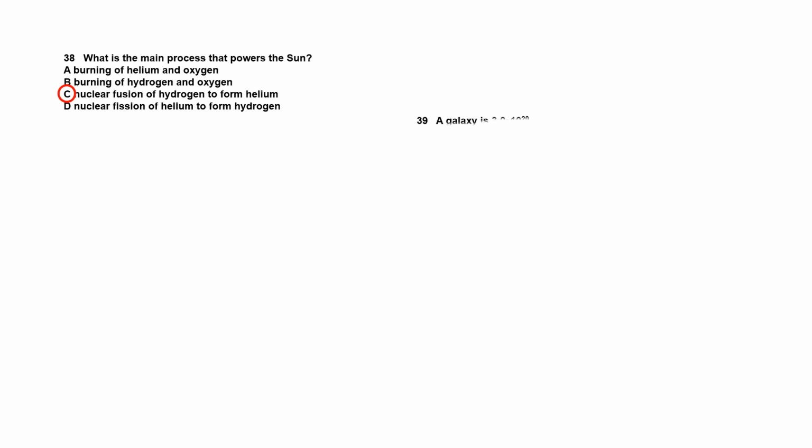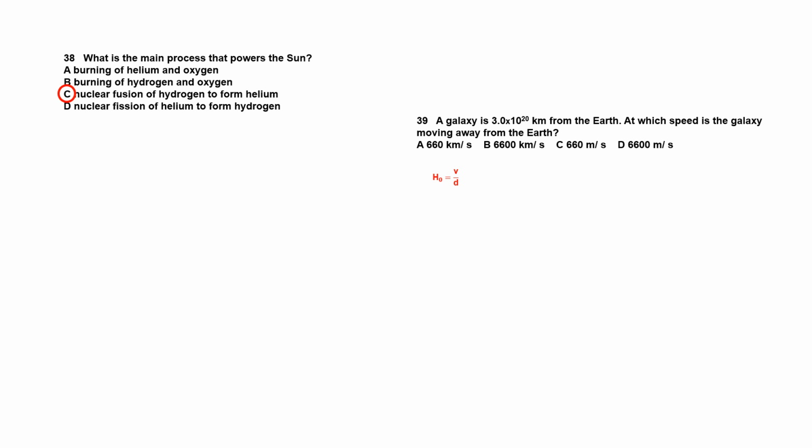Question 39. A galaxy is 3 times 10 to 20 kilometers from the Earth. At which speed is the galaxy moving away from the Earth? To solve this exercise, you must apply Hubble's law. This law states that the Hubble constant is equal to the speed of an object moving away from an observer, also known as the recession speed, divided by the distance between the object and the Earth.